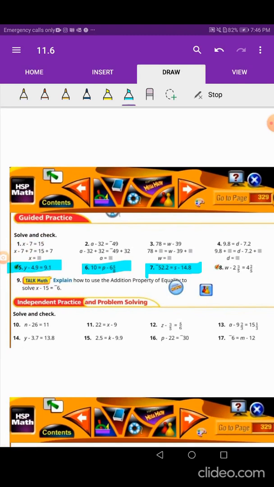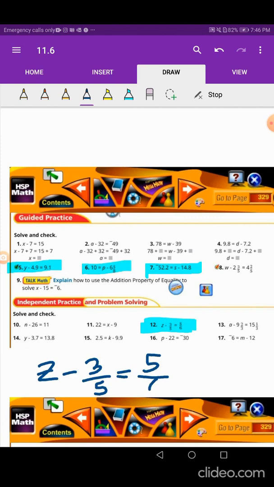I'm gonna pick another question with the fraction. Let's pick question number 12. z minus 3 over 5 equals 5 over 6.